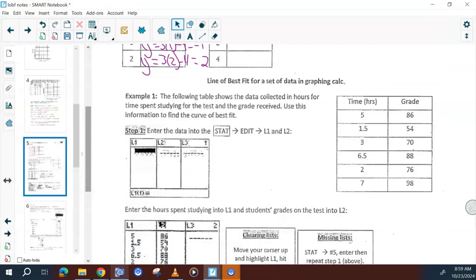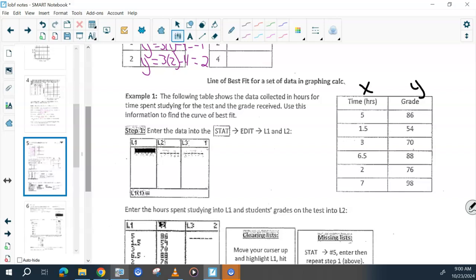But before we do that, let's talk about stat, and I'll show you how to get there. The L1 is usually your X's, the L2 is usually your Y's. So in this, if I have time in hours and grade, would the time depend on the grade or would the grade depend on the time? Yes, the grade would depend on the time. So that's your Y, that's your X.